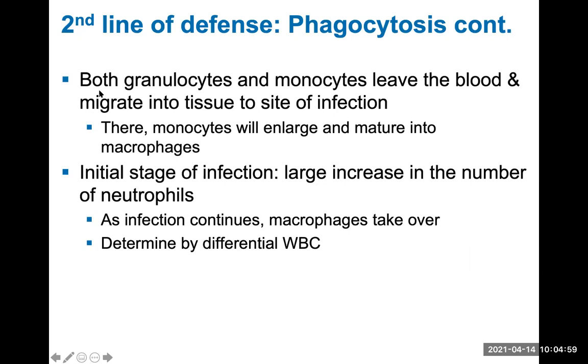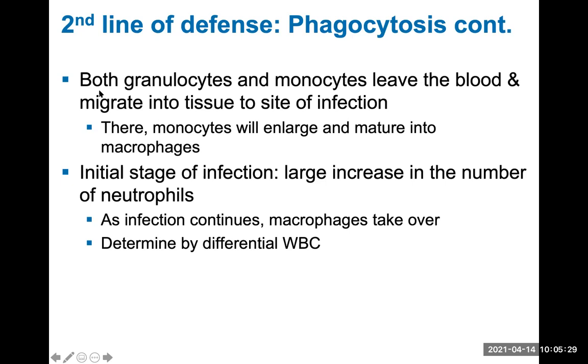Before we look at the steps of phagocytosis, remember that both granulocytes and monocytes have to leave the blood and migrate into the tissue to the site of infection. That's especially important when we're thinking about the monocytes, right? Monocytes will enlarge and mature into macrophages or dendritic cells once they're in the tissue.